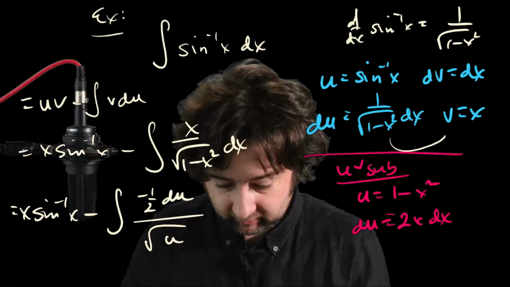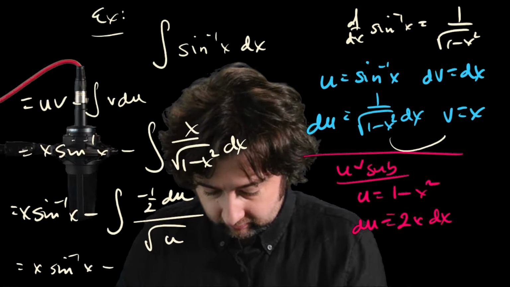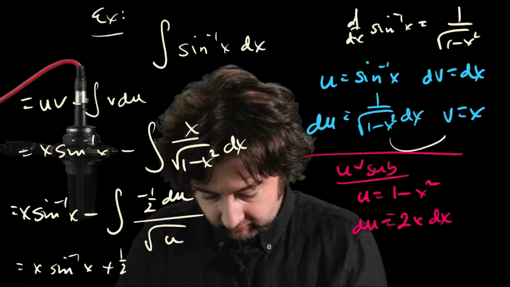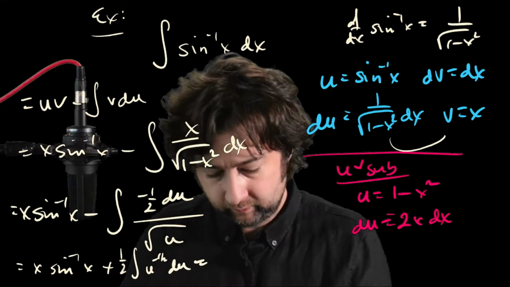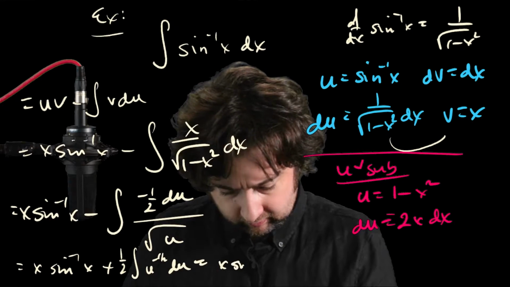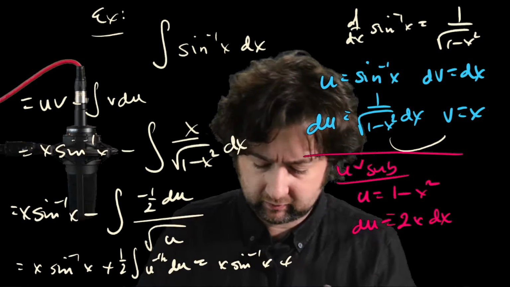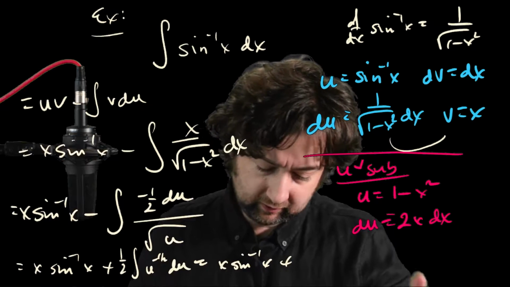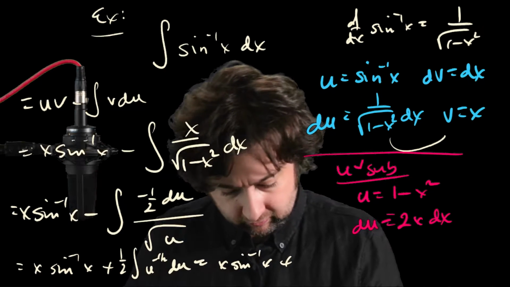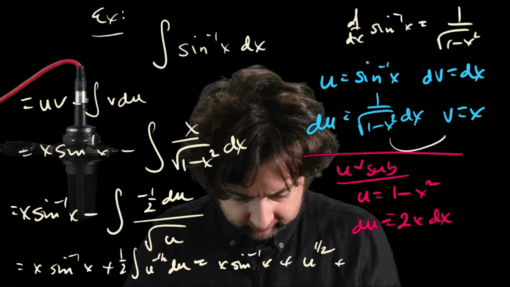Well, that's easy, because this is just x arc sine of x plus 1/2 times the integral of u to the minus 1/2 du, which is x sine inverse of x plus, okay, so the antiderivative of u to the minus 1/2 is u to the positive 1/2, and I could divide by 1/2, which is 2. So you get u to the 1/2 plus c.